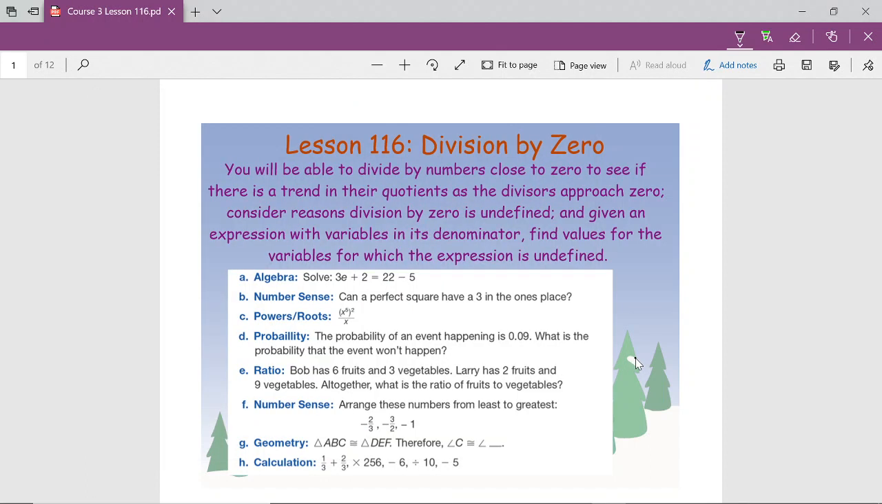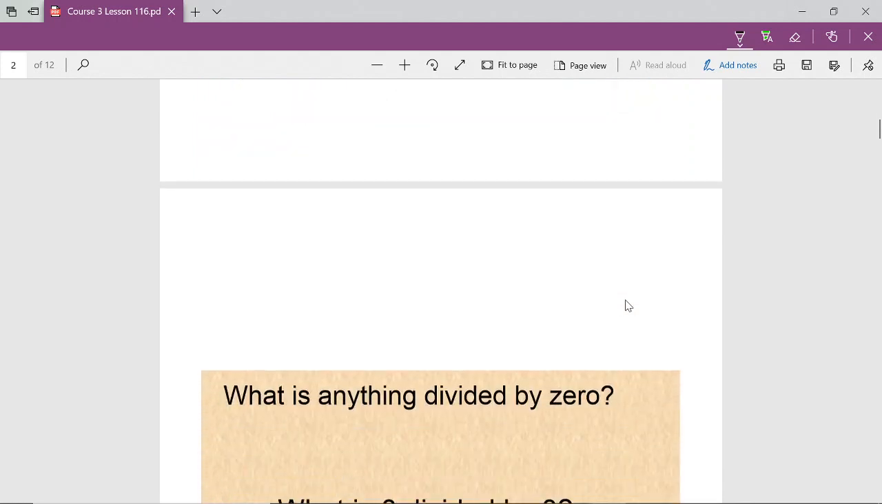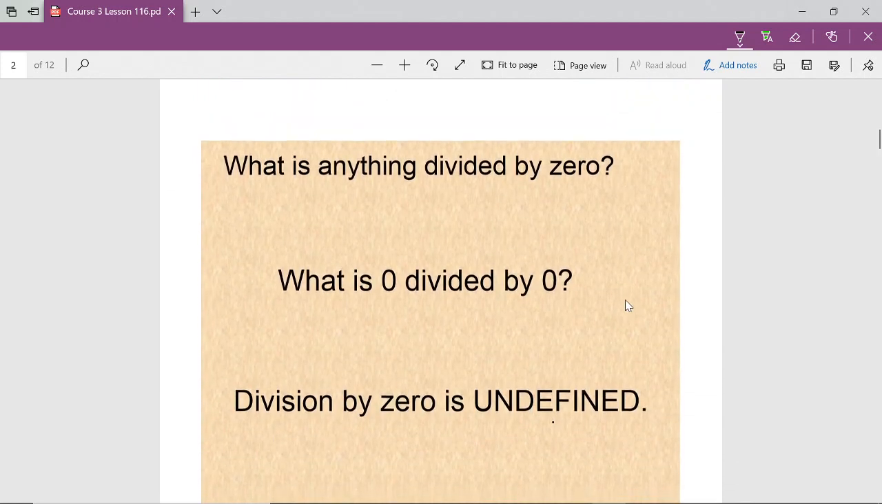Course 3, Lesson 116. We are looking at division by zero and figuring out what happens when we take a number and divide by zero. So is there a trend? Can we find numbers that are close to zero to divide by and see if there's anything that's happening consistently? Well, let's try it. What is anything divided by zero?